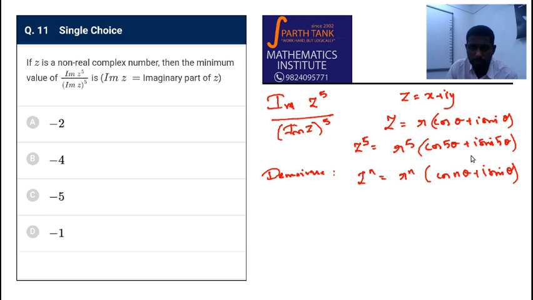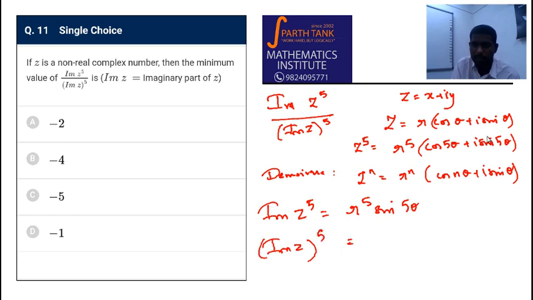Now from here I get imaginary part of z power 5 as r power 5 sin 5 theta, which is this. Now what will be the imaginary part of z the whole raised to 5? The imaginary part of z is r sin theta. So r sin theta the whole raised to 5 is r power 5 sin power 5 theta. Therefore we have to find the minimum of the ratio of these two.